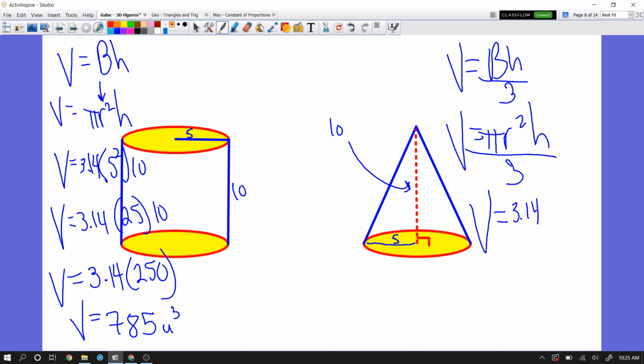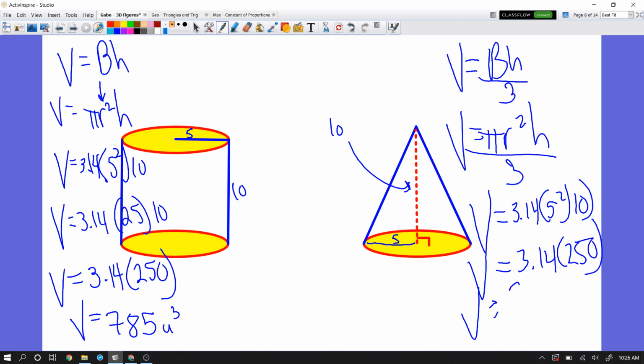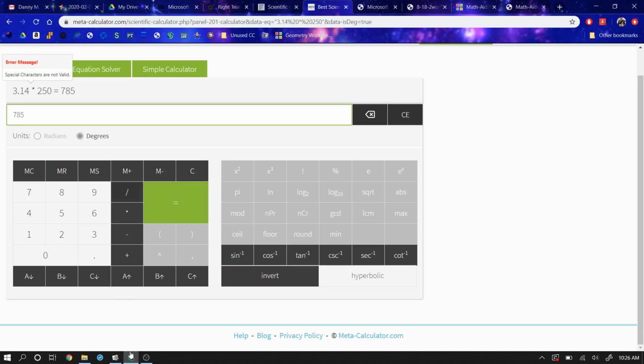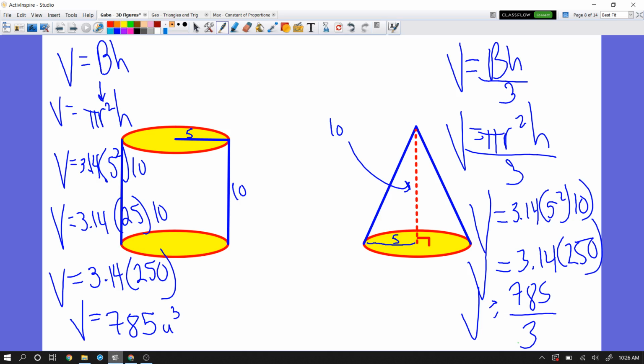So 3.14 times 5 squared times 10. That'll give you what we had before, 3.14 times 250, which is 785 divided by 3. Because the volume is going to be 1/3 of that. So divided by 3, and that is 261.6 cubic units. That is the only difference in finding volume between a cylinder and a cone versus a prism and a pyramid.